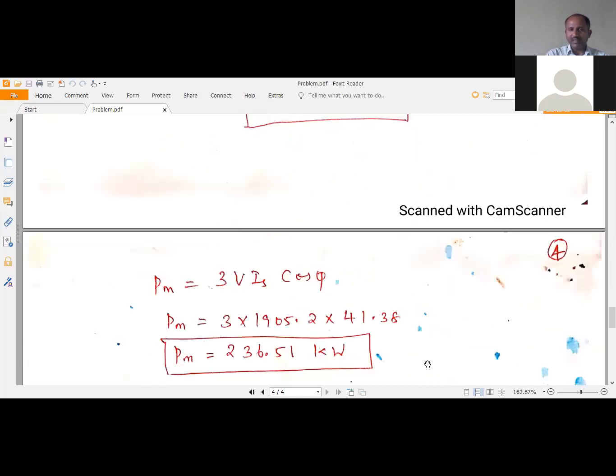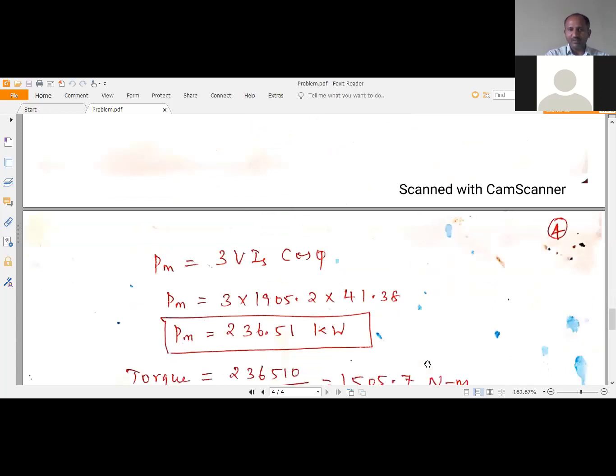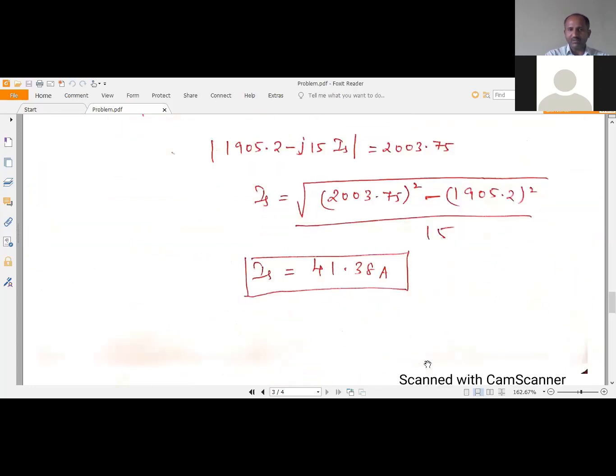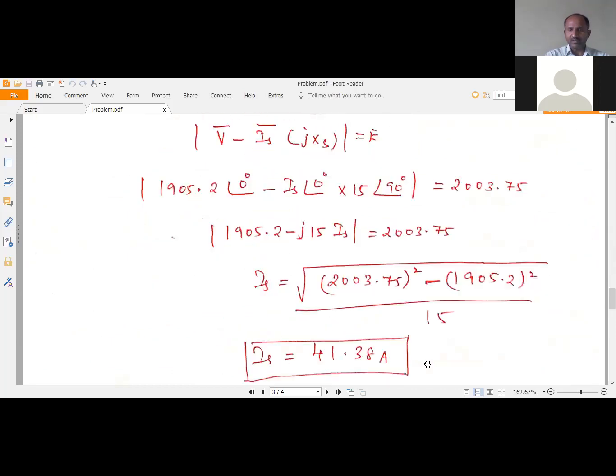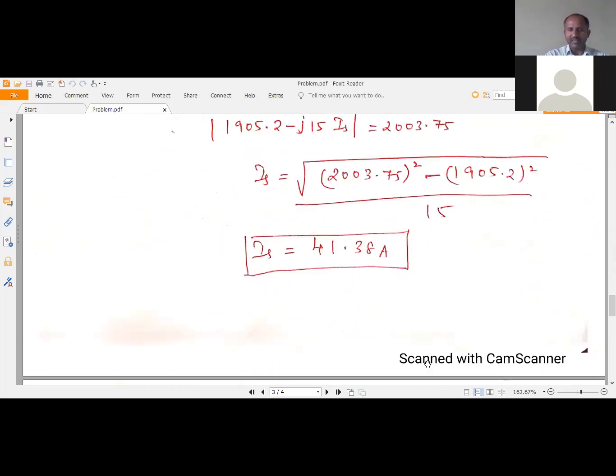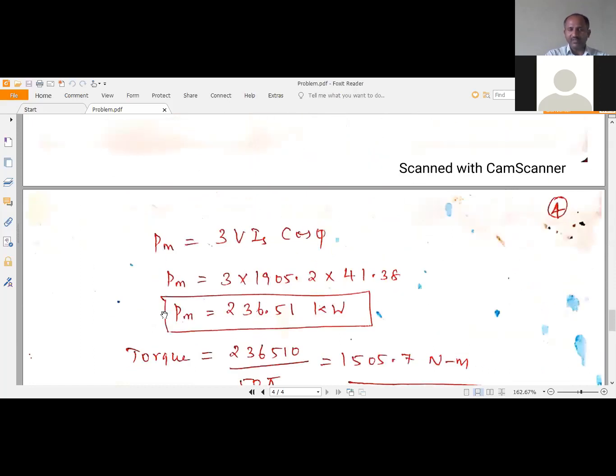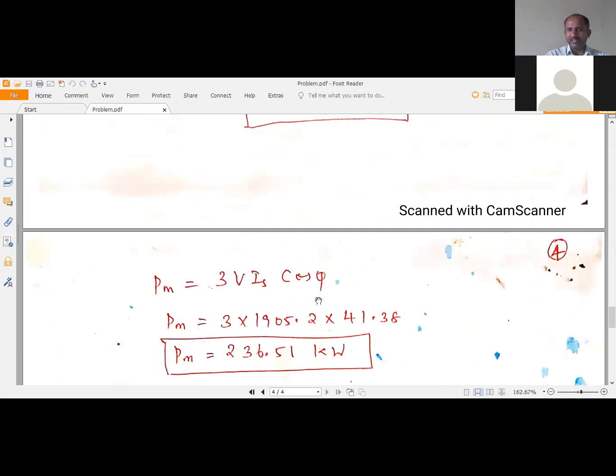And here obtain the value of torque. For obtaining the value of torque, we know the equation of torque, which we expressed in the derivation. For finding the value of torque, we want to find the power, neglecting losses. So Pm is equal to 3 into V into Is into cos phi. This is the value of power when neglecting the losses. So Pm is equal to 3 into 1905.2 into 41.38. Substituting that, you will get the value of Pm as 236.51 kilowatts.